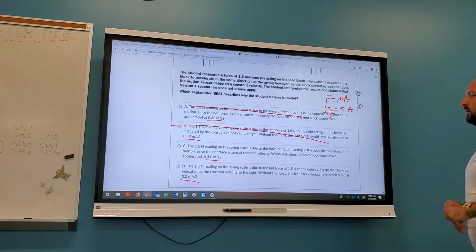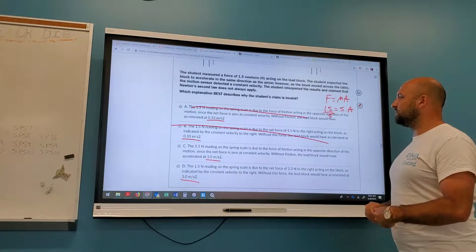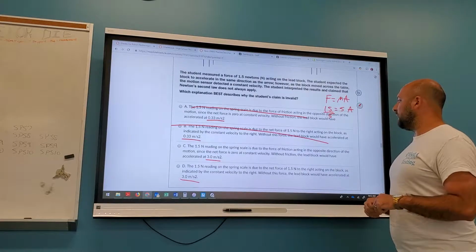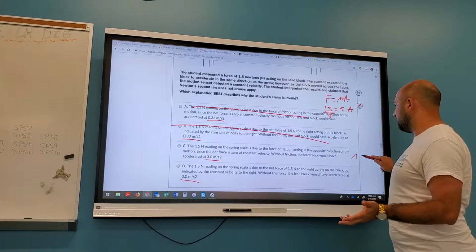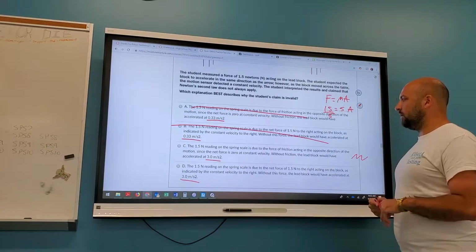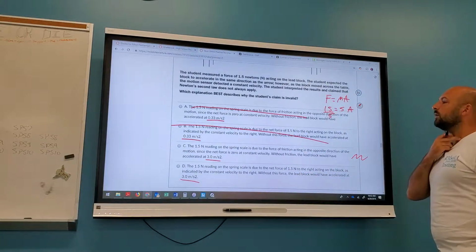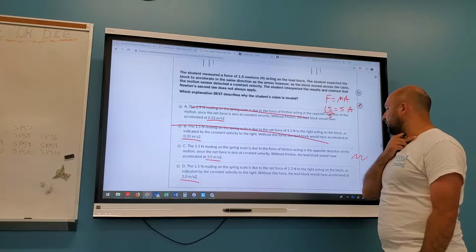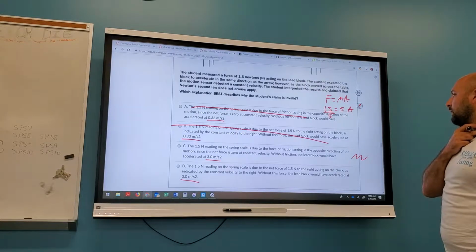The 1.5 reading on the spring scale is due to the force of friction acting in the opposite direction of motion. Since the net force is 0 at constant velocity, without friction, the lead block would have accelerated at 3. All right, so that sounds okay. But it's complicated. I don't really know about that. Let's see if there's any bad signs in D. Again, you're just looking for bad signs. The 1.5 Newton reading on the spring scale is due to the net force of 1.5 to the right acting on the block, as indicated by the constant velocity to the right. Without this force, the lead block would have accelerated at 3 meters per second squared.